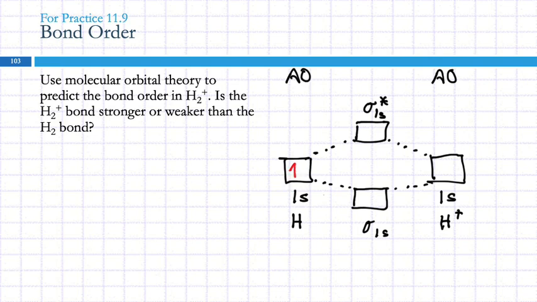So I'm looking at my atomic orbitals. I only have one electron. I'm going to put it in here. These are the molecular orbitals. And we're going to start with the lowest energy. So I'm going to put one electron in there. Done.